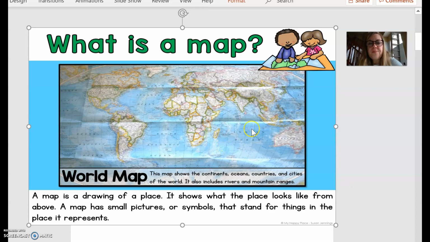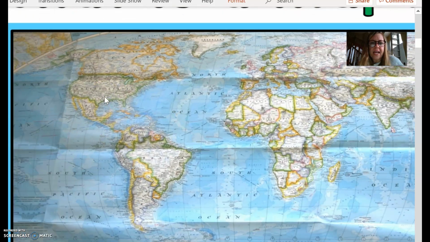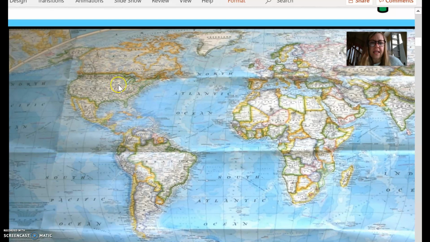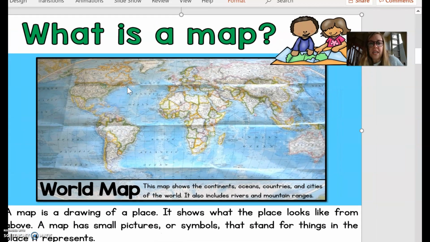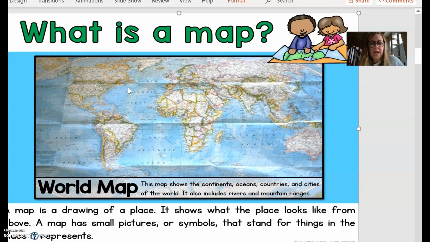So remember, when we look at a map of the United States, if we find the Great Lakes, so here's the United States on our continent, and we said if we find those Great Lakes, we could find Ohio. So Ohio's right about here where my arrow is. But today we're going to go even smaller.